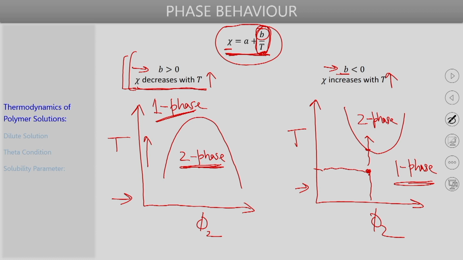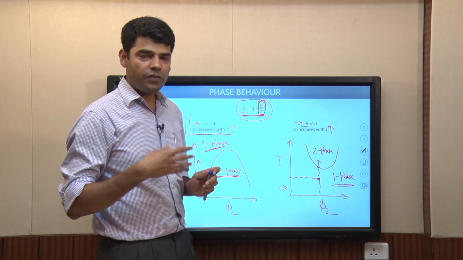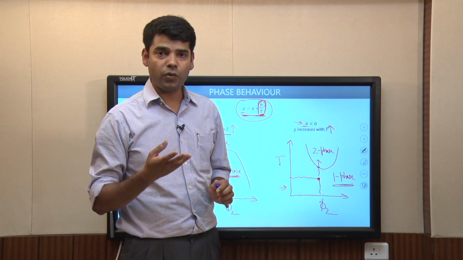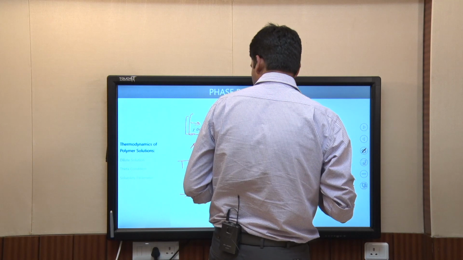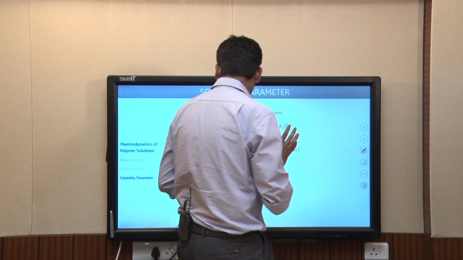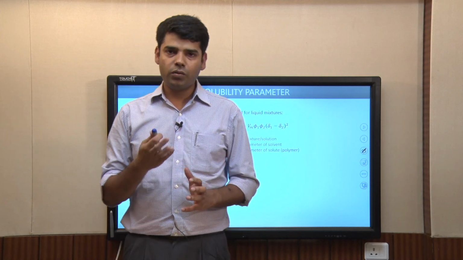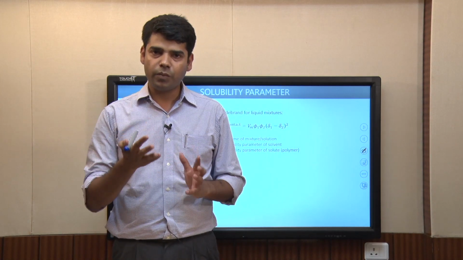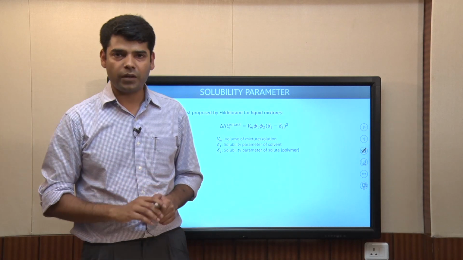So, this is just a very preliminary description of the phase behavior of polymer solutions and how it relates to the chi parameter. In one of the next lectures, we will look at the phase behavior, and especially phase separation, of polymer solutions in a bit more detail. But today, next we will focus on another important concept related to the miscibility or solubility of polymers in solvents, and that is called the solubility parameter.